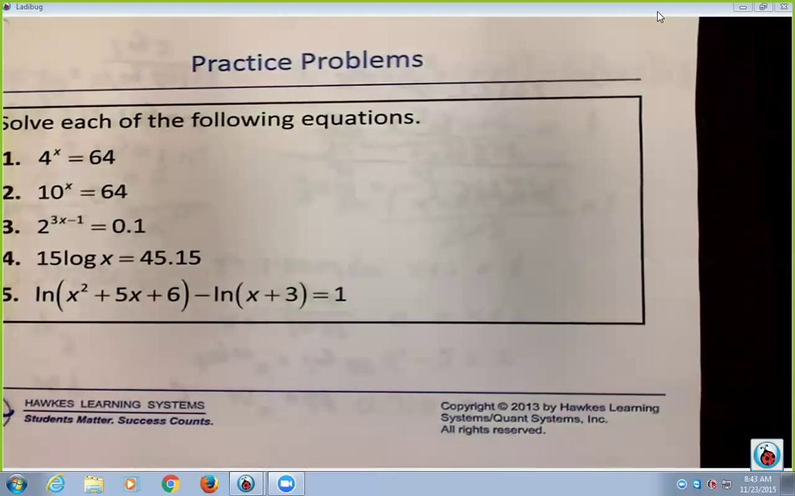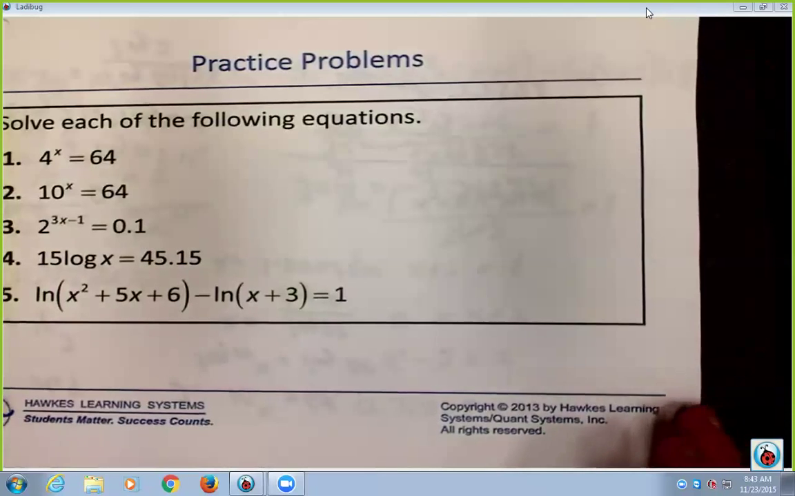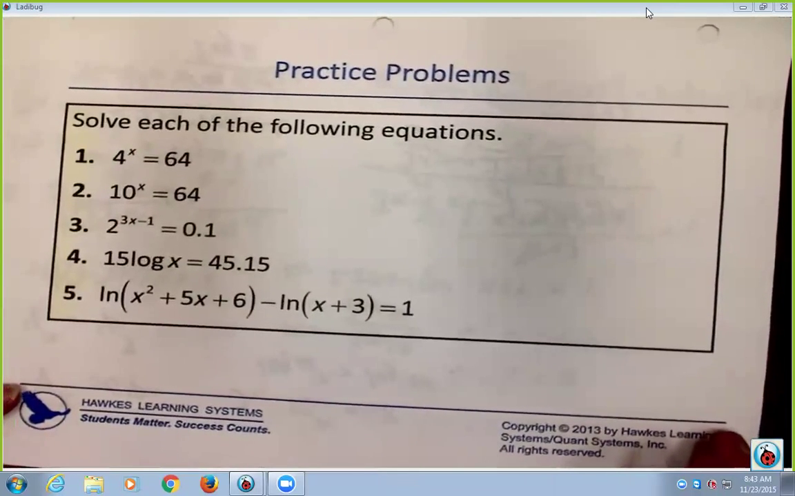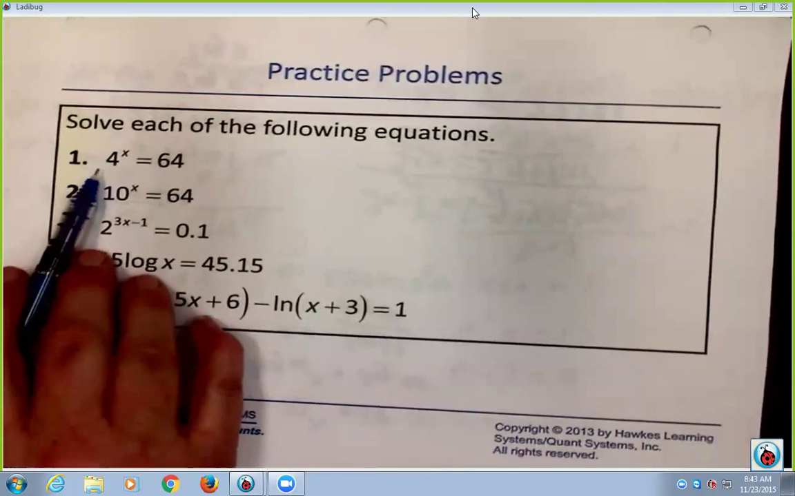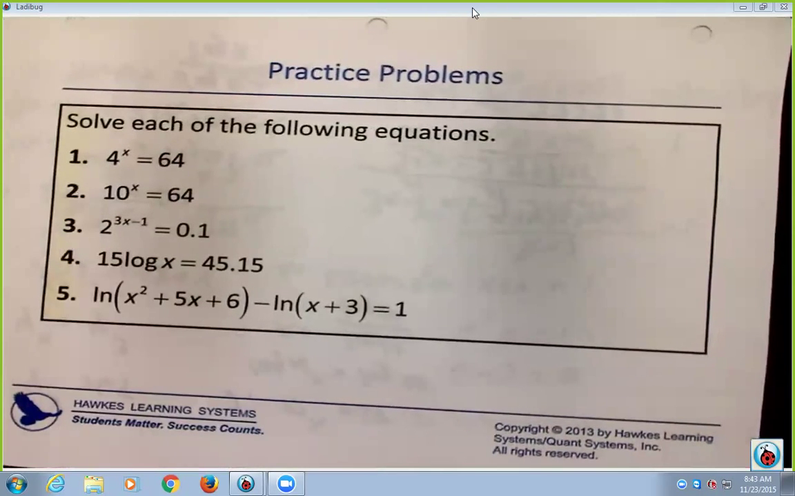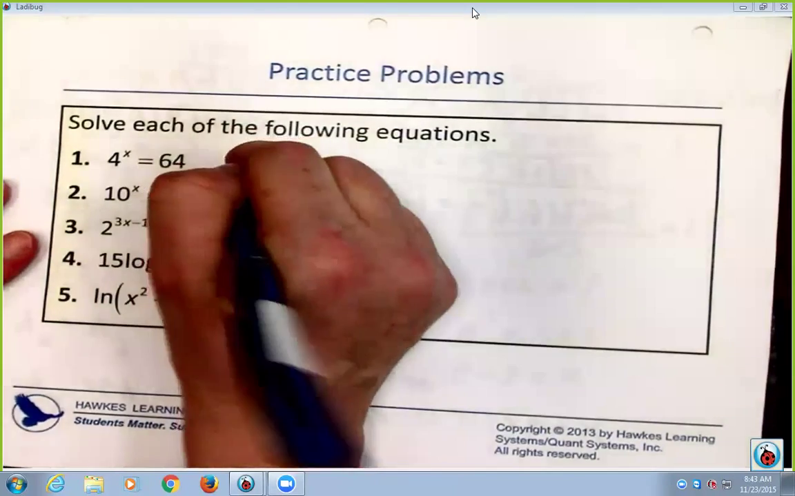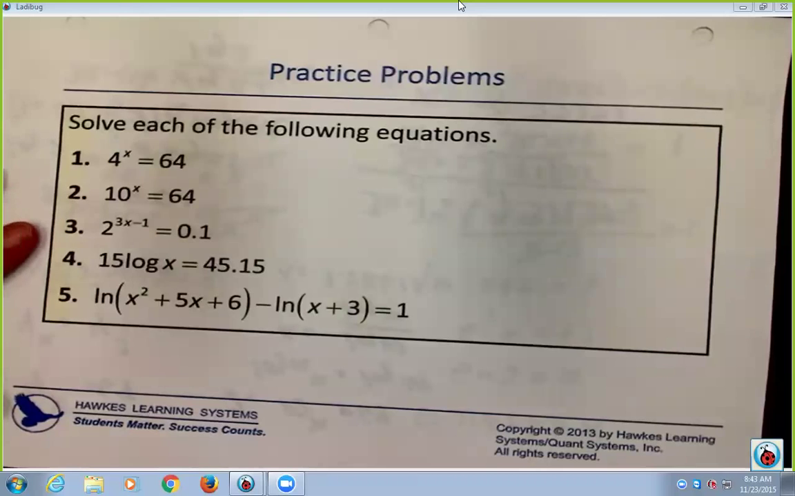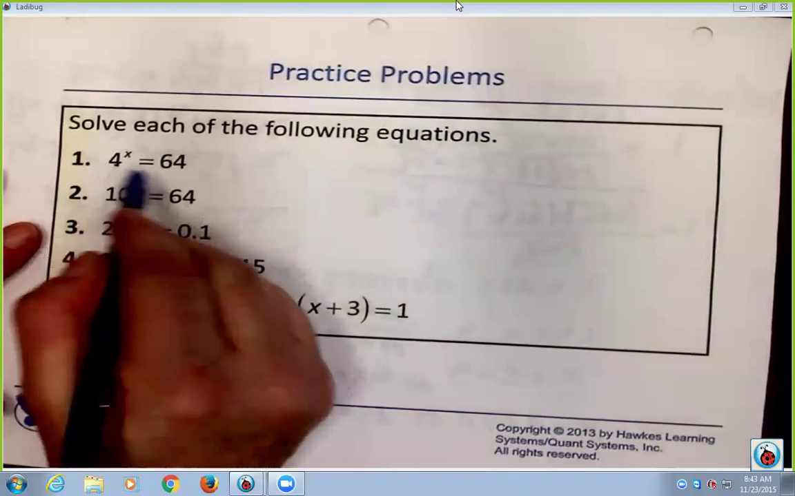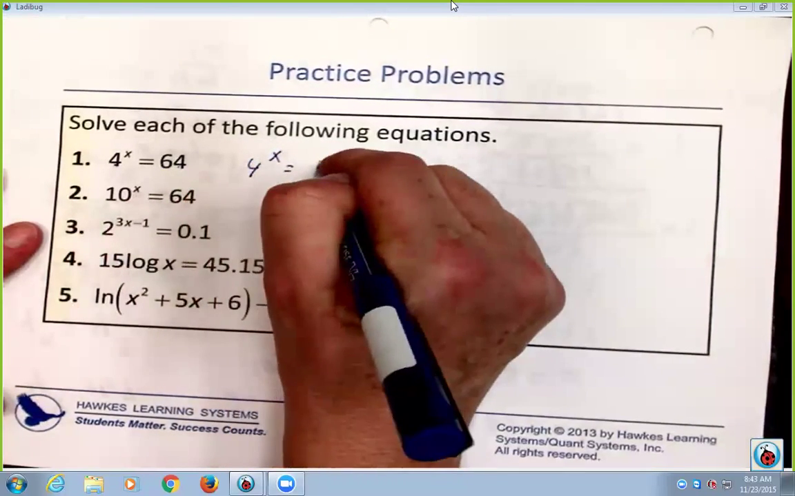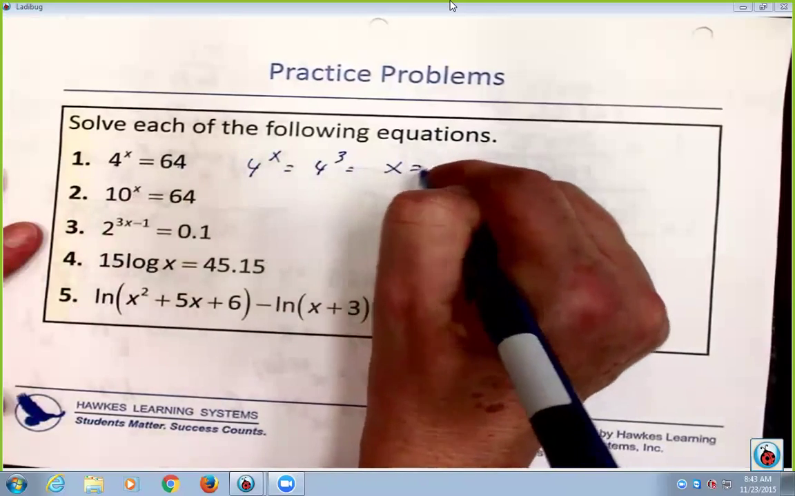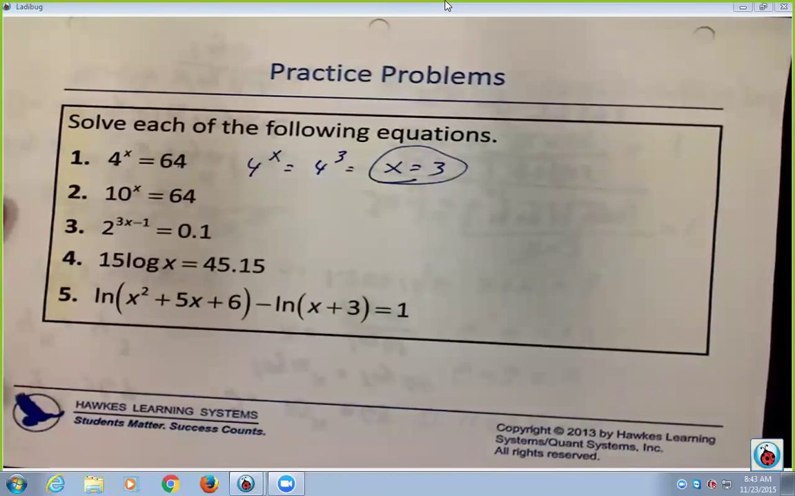Okay, so that brings us to the review questions that are in here, or the practice problems. Maybe we should just go through and take a look at these and see if we can figure out what we do need to do with them. So if I looked at 4 to the x power equals 64, can I make bases be the same? What do you think? 4. 64 is 4 times 4 times 4. So 4 to the x equals 4 to the third. So therefore, x is equal to 3. So we can work that one out pretty easily.